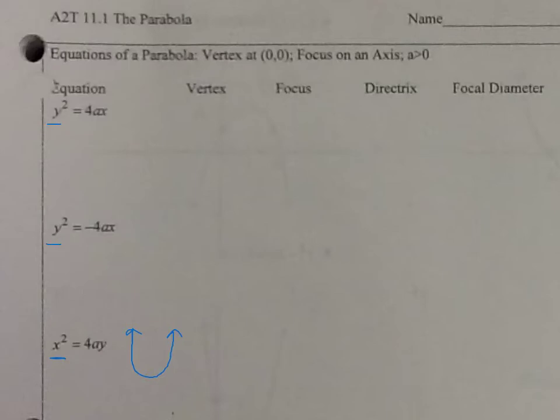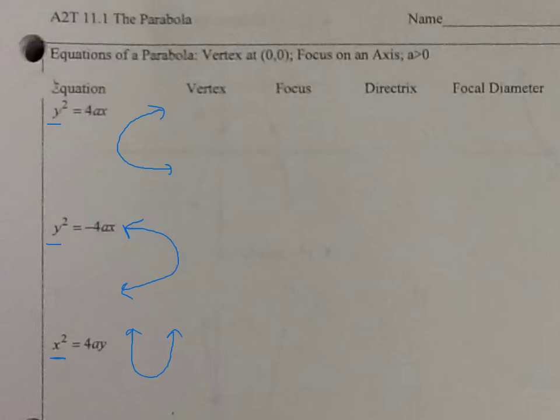So for the first one, y squared has a positive 4ax. I'll go through what all that stands for. But if it's positive, just to get an idea, it would be pointing to the right, okay? A y squared with a negative 4ax, like the next one, would be pointing to the left. Now, we'll also talk about the fact that these guys are not actually functions, because if you did a vertical line test on these y squareds, they're not functions, but we can still work with them. We can still find things out about them.